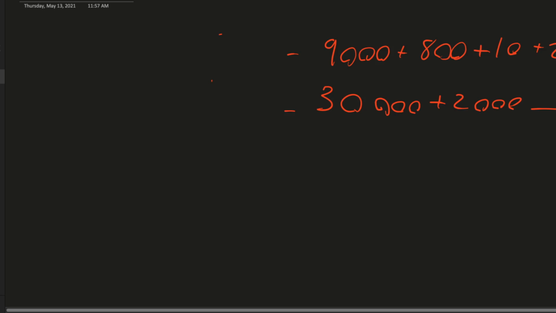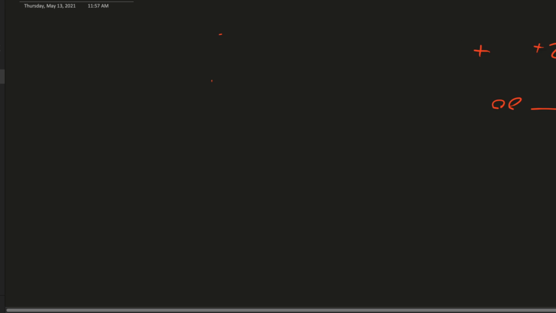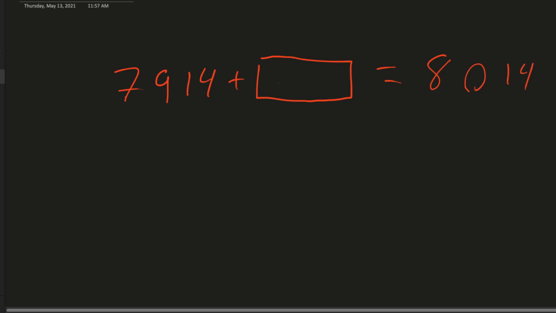The next one's actually an interesting test review, and I do like this idea. It gets you to think about what happens when you add certain things. So what you have here in the example is you have 7,914, and then on the flip side you have it equals 8,014. And so what it's asking is how much did you add by?